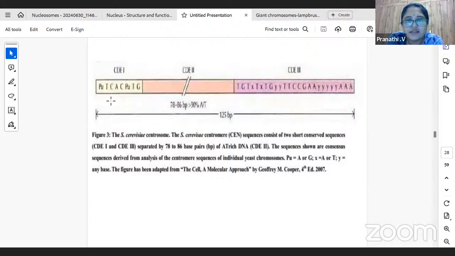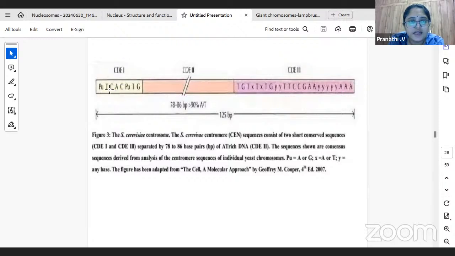It has two conserved sequences, CDE1 and CDE3, and you have CDE2, which is around 78 to 86 base pairs, and it is mostly adenine and thymine rich DNA. So the sequences are consensus sequences. They were derived basically once the individual yeast chromosomes were analyzed.